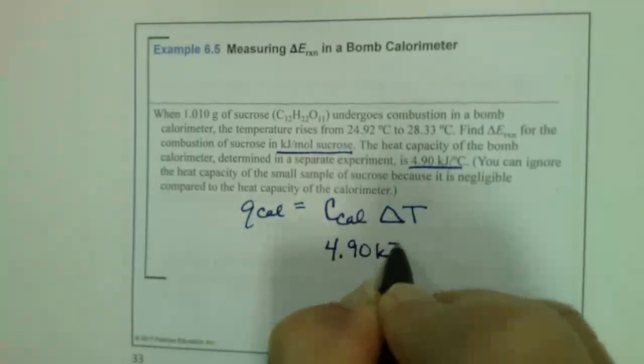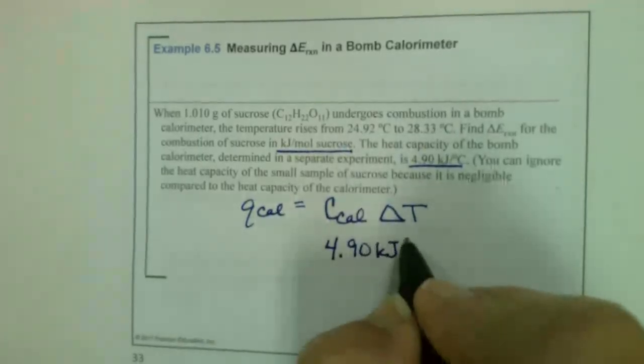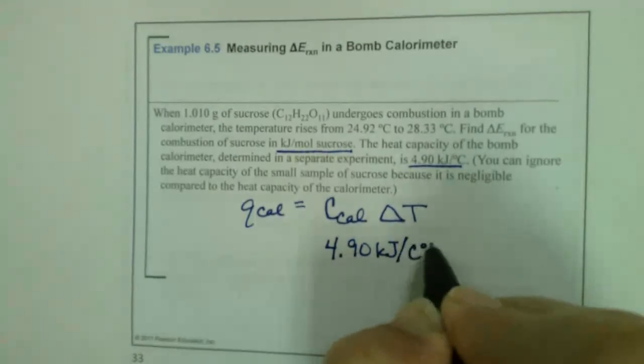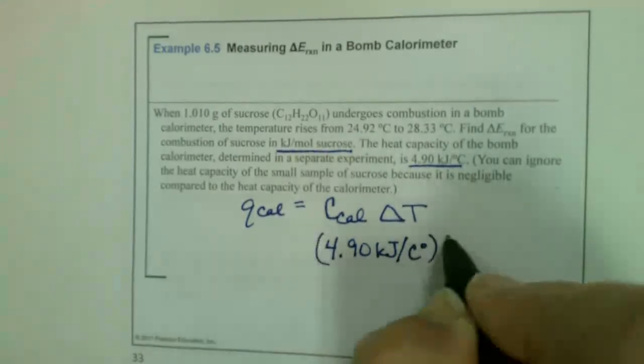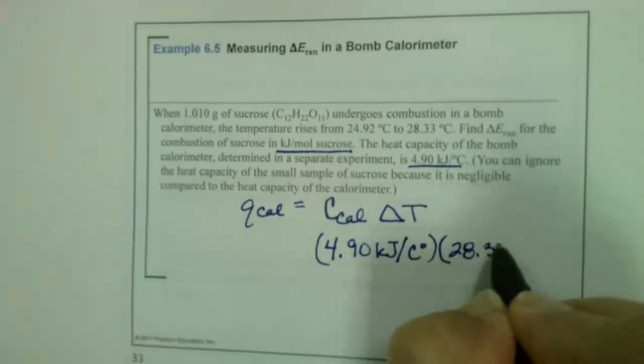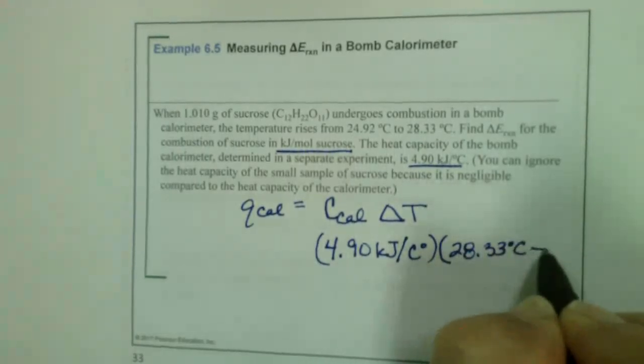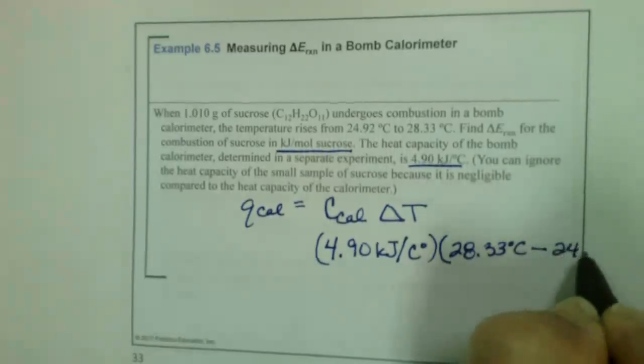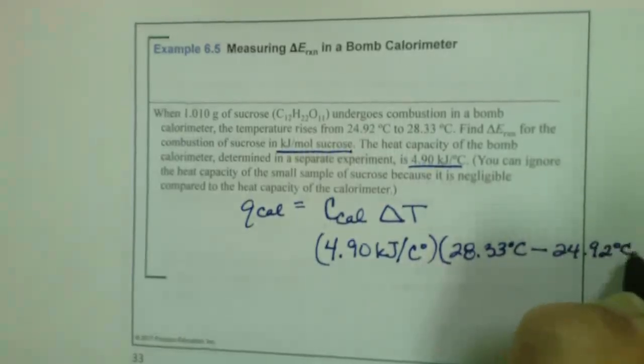4.90 kilojoules per degree Celsius times our T final minus our T initial. Well, that's 28.33 degrees C minus 24.92 degrees C.